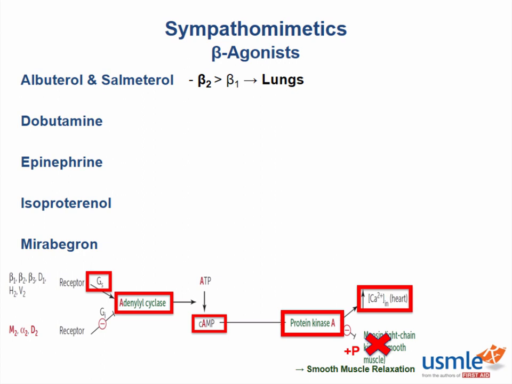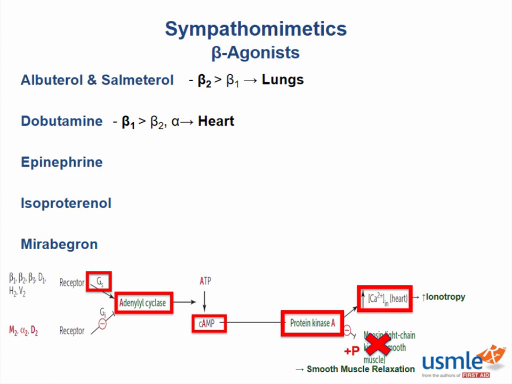Dobutamine favors beta-1 receptors, and therefore its site of action will be on the heart. This strong beta-1 activity makes dobutamine a useful inotropic agent, which means it increases the strength of muscle contractions. Again, by what mechanism does dobutamine increase inotropy? By increasing intracellular calcium within cardiac myocytes, which increases contractility.